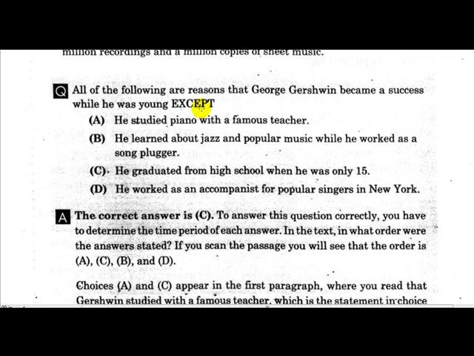When you have read that passage and made your choice, you can go down below and get the question. All of the following are reasons that George Gershwin became a success while he was young, except. Okay, and then they give you A, B, C, D. And as you can see, the correct answer is C. He graduated from high school when he was only 15. And that is not true.